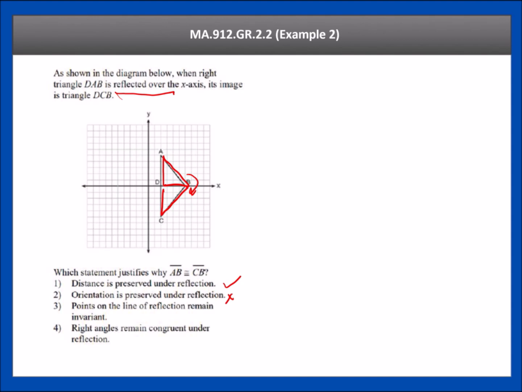Points on the line remain invariant. That is not true. Invariant means it doesn't change. It does change. The coordinates of A change to the coordinates of C. Although D and B remain the same, A and C do not, right? A changed. Right angles remain congruent under reflection. That is true. If I have a right angle, then this is going to be congruent to that. Okay, so we have two choices that are congruent. So 1 and 4 are congruent.